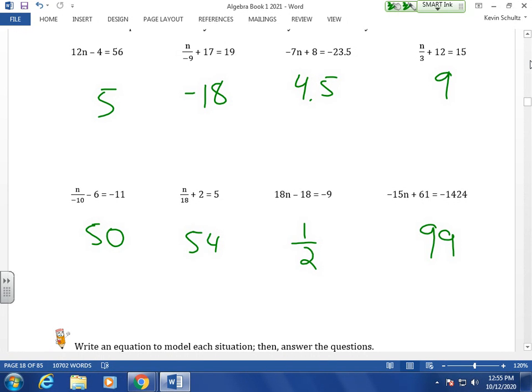Okay, there were a couple of them on here that were my attempt to troll you and try to get you to make mistakes. So hopefully you successfully avoided them. The first one was the last one in that top row there. n divided by 3 plus 12 equals 15.